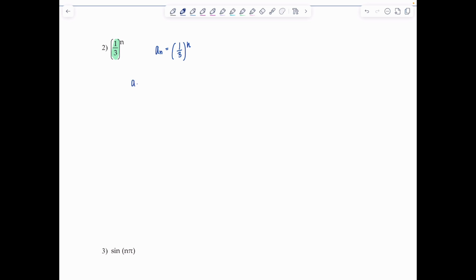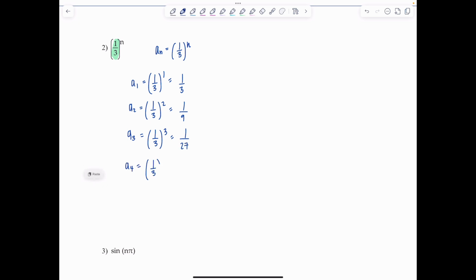So here we go, a sub 1, that's going to be 1/3 to the first. A sub 2 is going to be 1/3 squared, so 1/9. A sub 3, 1/3 cubed, 1 over 27. And then a sub 4, 1/3 to the 4th, which is 1 over 81. And then again, I would list them out separated by commas. 1/3, 1/9, 1 over 27, 1 over 81. Good?